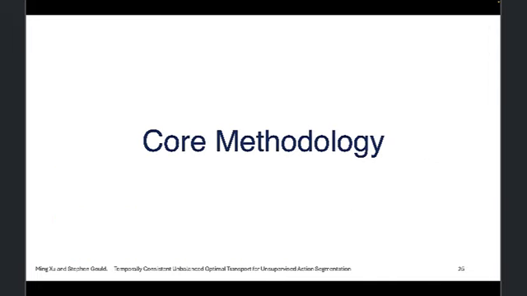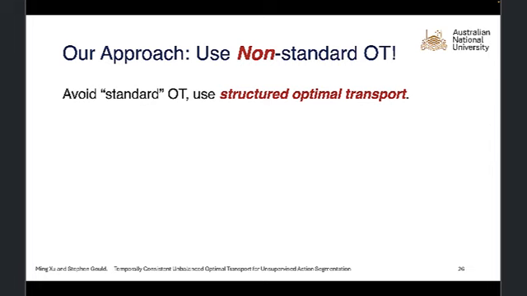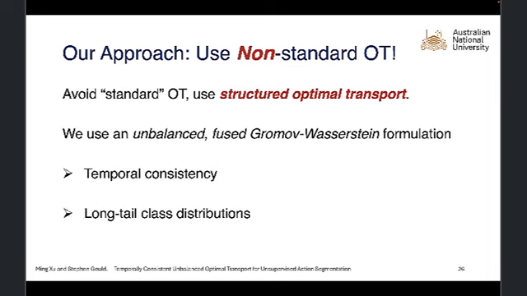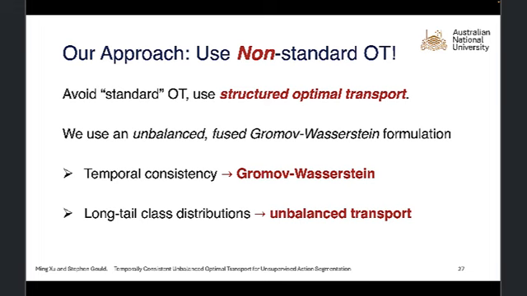So, core methodology. This is our approach. We're actually going to move away from standard optimal transport and use this idea of structured optimal transport to generate the pseudo-labels. And so in particular, the technical term is we're going to use this unbalanced fused Gromov-Wasserstein formulation, where we're going to take these properties we want. So temporal consistency is going to be addressed by a Gromov-Wasserstein term, and the long tail class distributions will be addressed by incorporating unbalanced transport into the formulation.